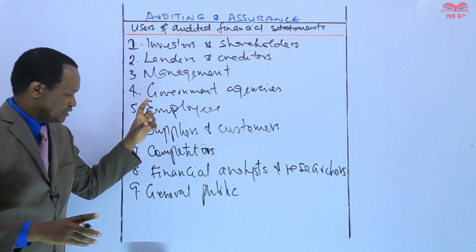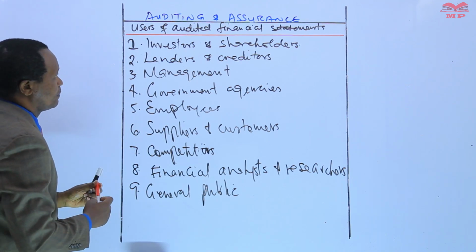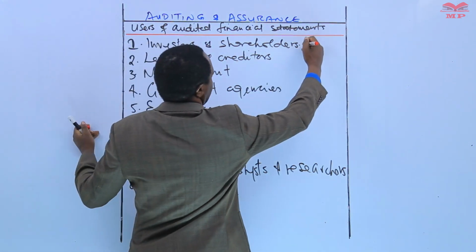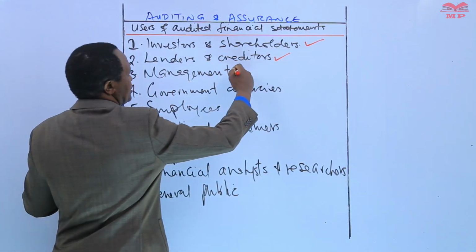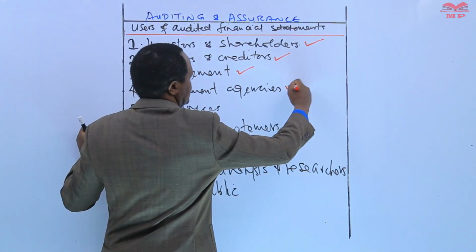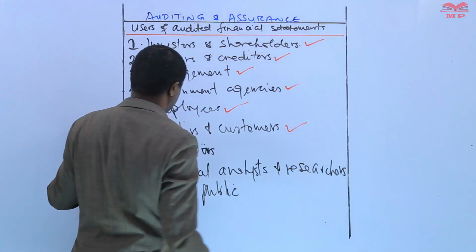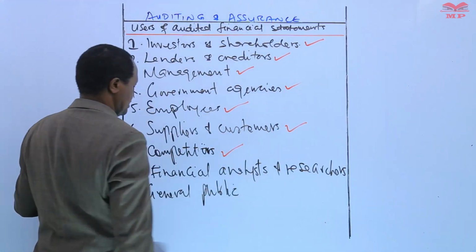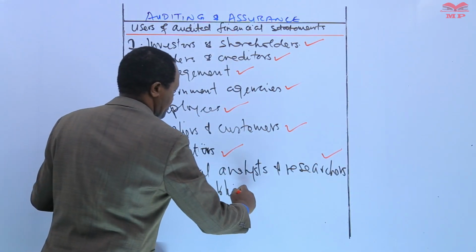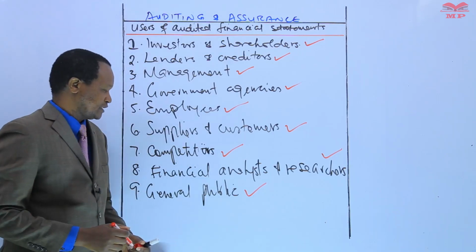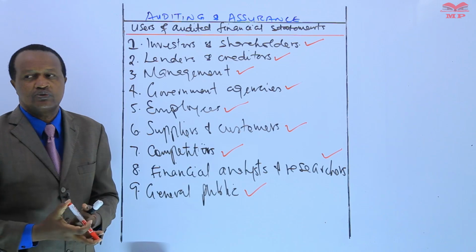So these are 9 users of audited financial statements. 1, investors and shareholders. 2, lenders and creditors. 3, the management. 4, government agencies. 5, employees. 6, suppliers and customers. 7, competitors. 8, financial analysts and researchers. And lastly, the general public.